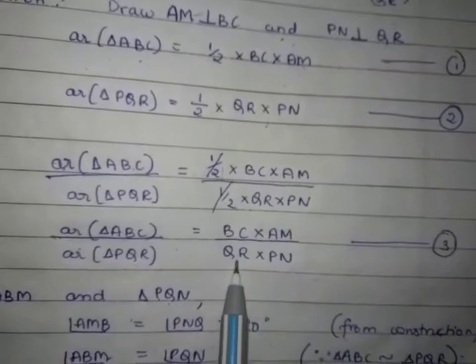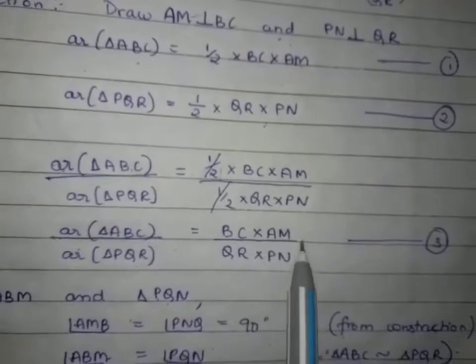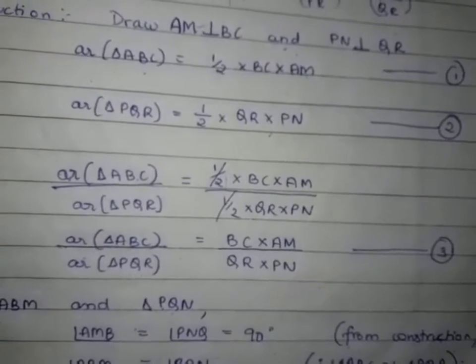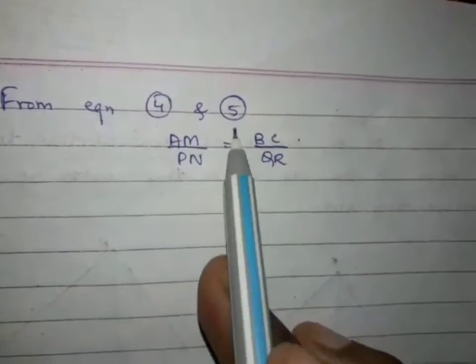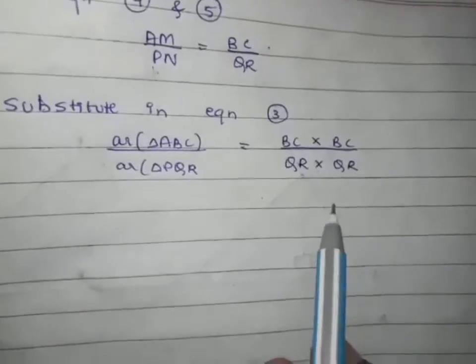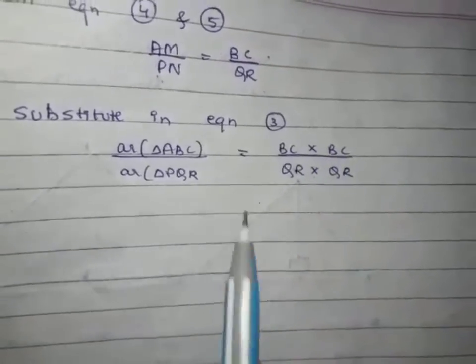This is our equation 3. So, in the place of AM by PN, we'll put BC by QR, because both are equal. In the place of AM by PN, I'll put BC by QR. On substituting, we'll get an equation like this.